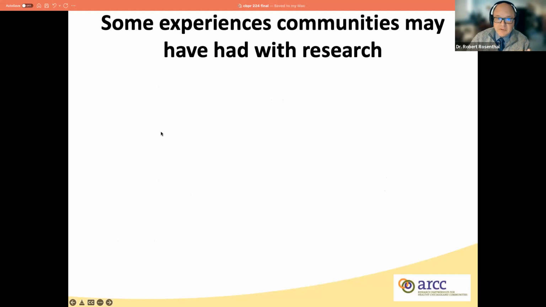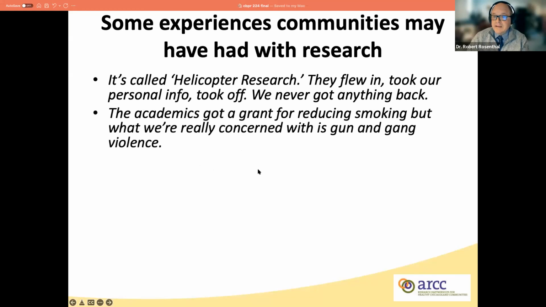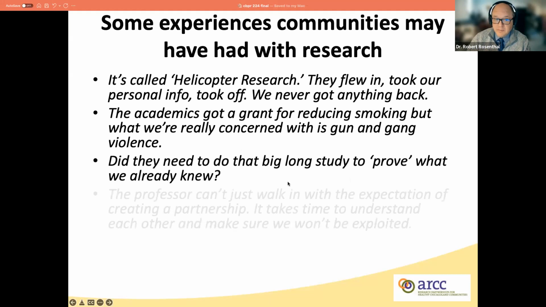These are actual quotes from different community members in one particular article about their responses to research. It's called helicopter research. They flew in, took our personal info, took off. We never got anything back. The academics got a grant for reducing smoking. What we're really concerned about is gun and gang violence. Did they need to do that big, long study to prove what we already knew?